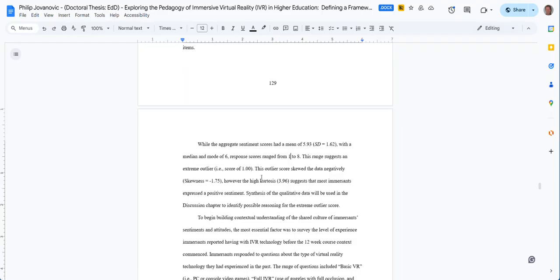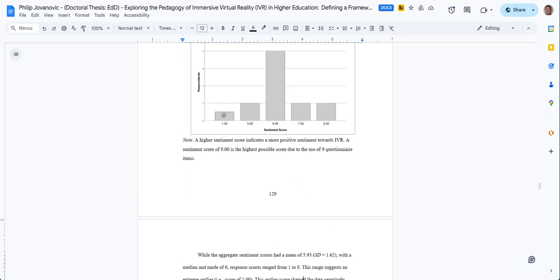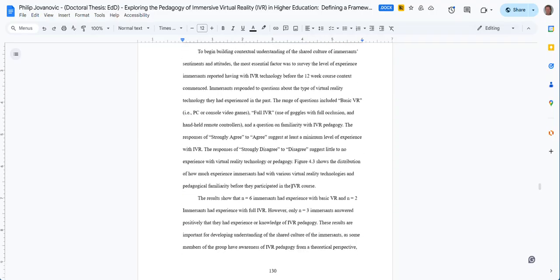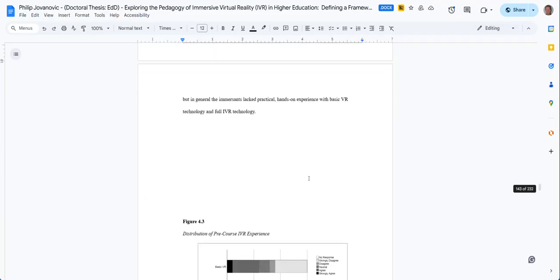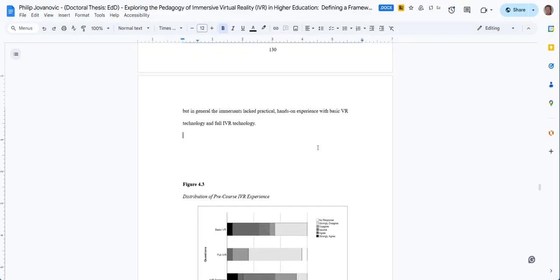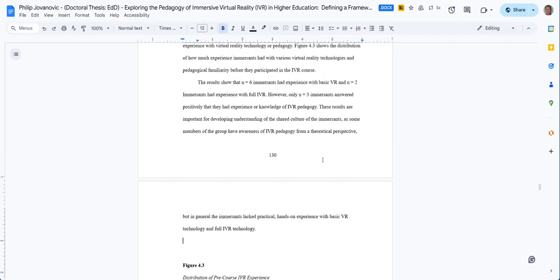"Of 1, this range suggests an extreme outlier." I have no idea what that means. An extreme outlier? There's no extreme outlier in a 9-point scale. That's just... so I'm going to have to look at these in more detail. What is this here? Yeah, no.